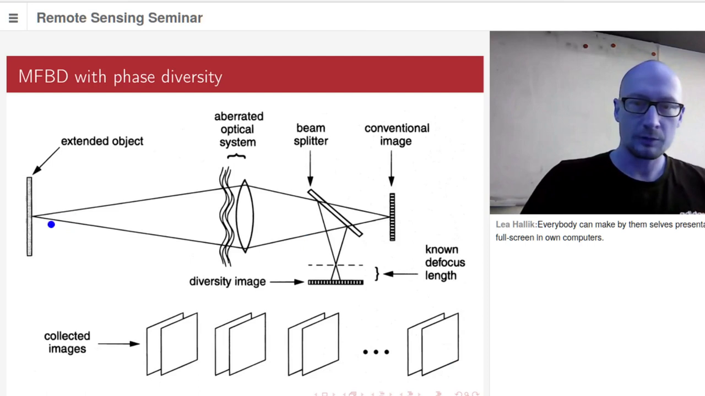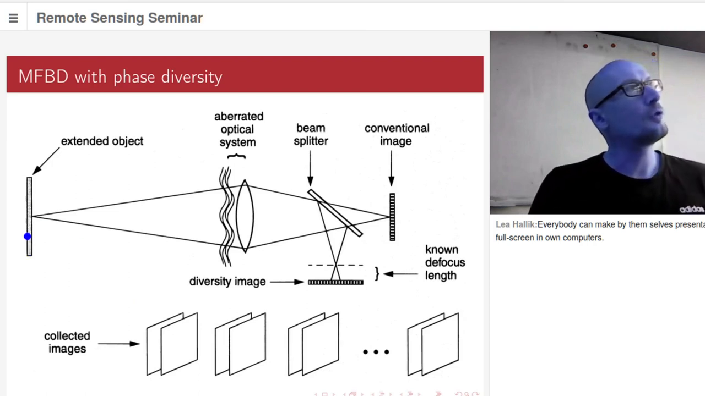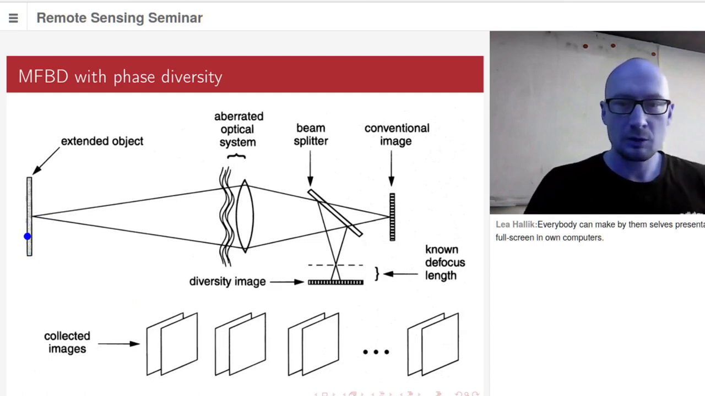So here is a schematic representation of what happens. This extended object is, let's say, a small surface patch on the solar surface. The light rays pass through the turbulent Earth's atmosphere and also the optical system, which has its own aberrations, and then it is recorded in the sensor. And this is done with a high cadence, so we assume that the observed object on the solar surface is constant during a huge number of frames where you record.